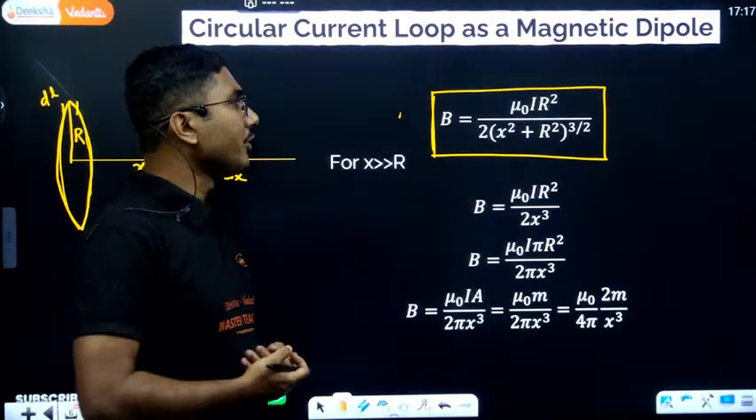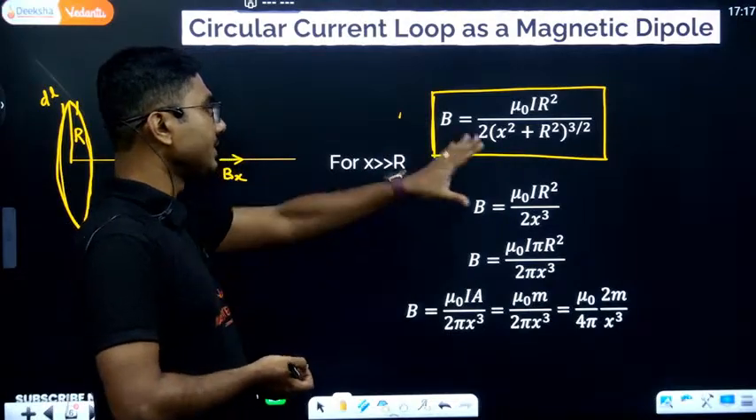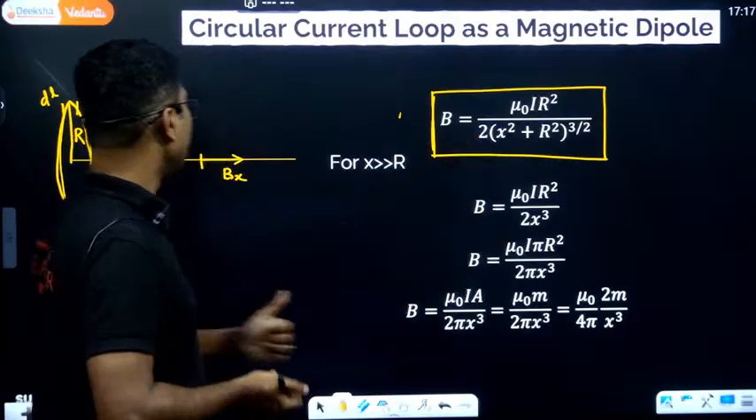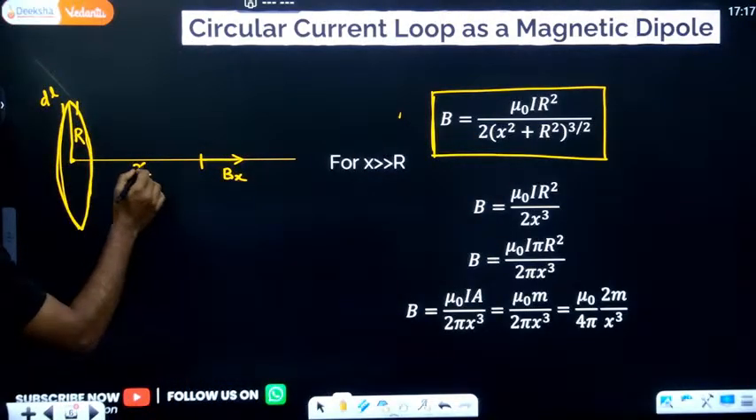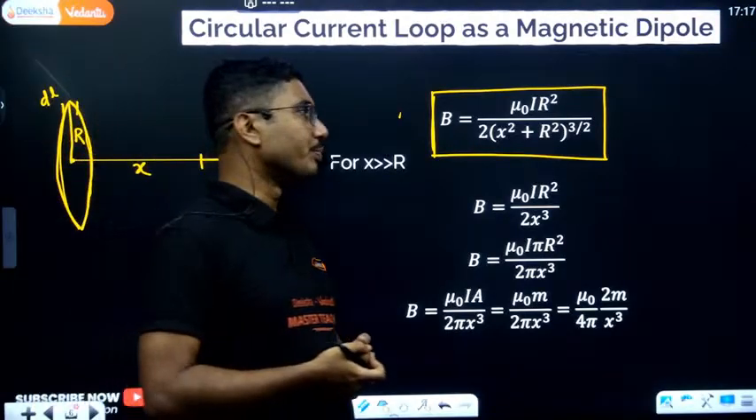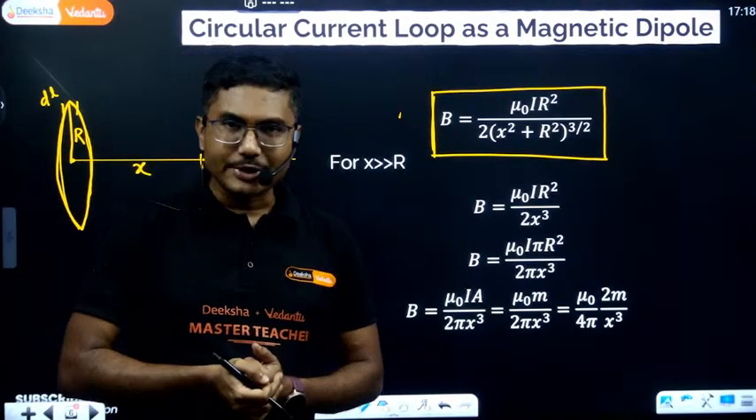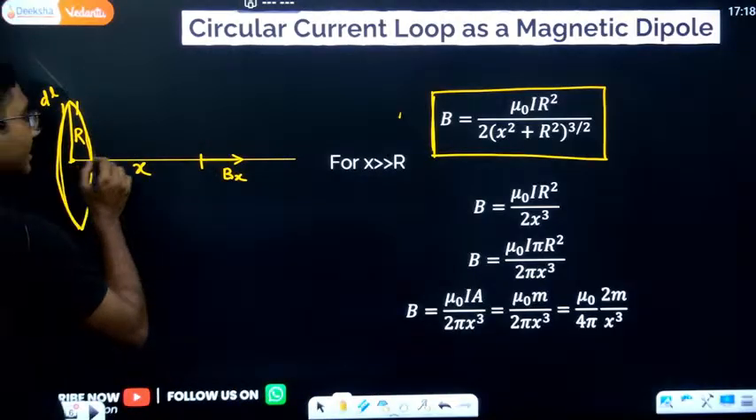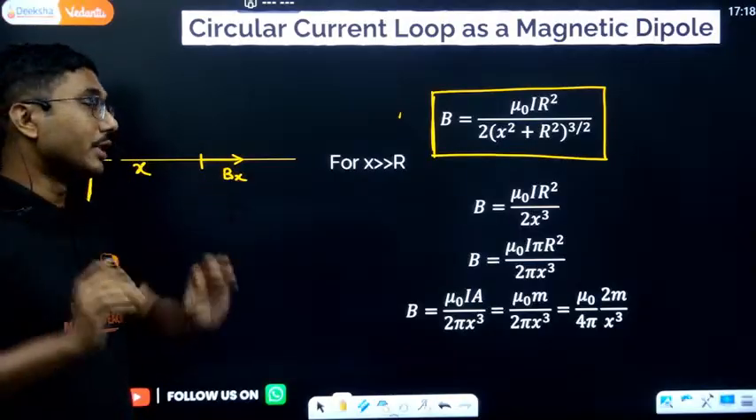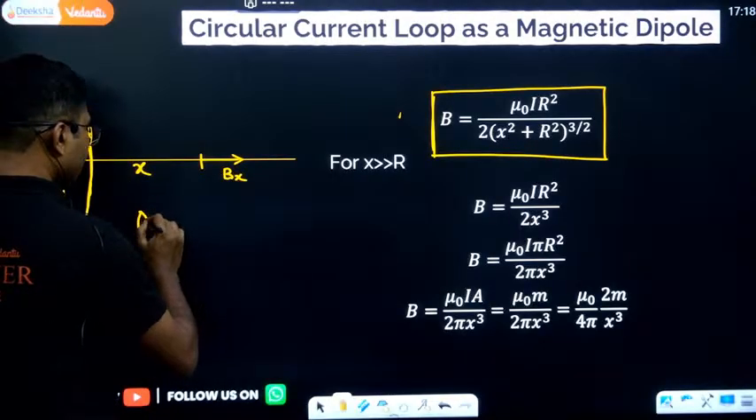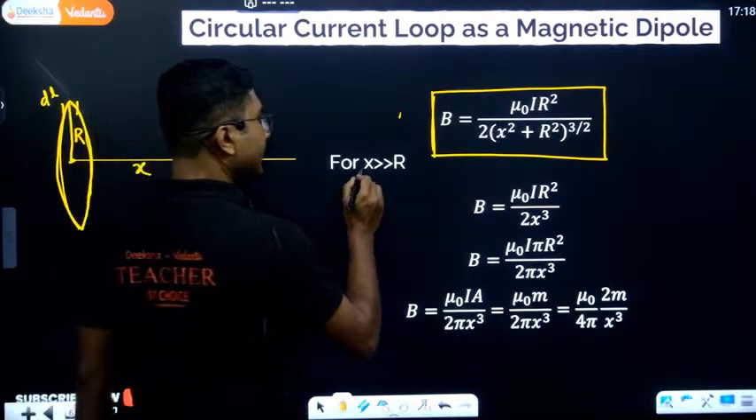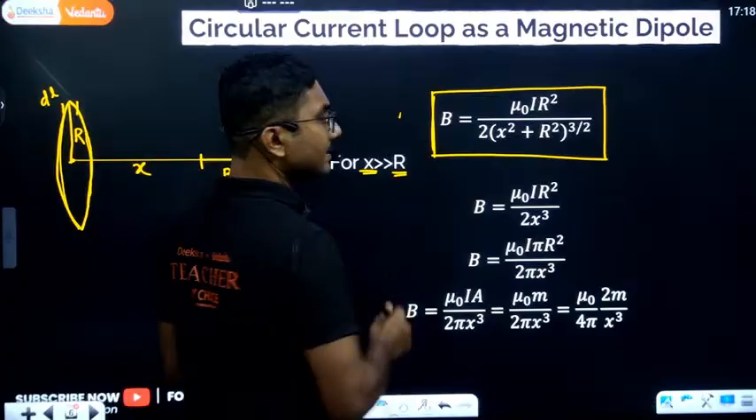Today we are going to take a special case of this derivation. First of all, at the center of the coil, you just put x equals 0, and you get the magnetic field at the center of the loop. But today's case is very special. We are trying to find the magnetic field at a distance which is very, very far away from the center, or in other words, the coil is very small and the distance is relatively large. So what happens if the distance is relatively bigger than this r?